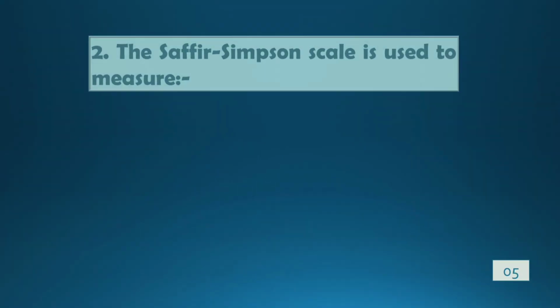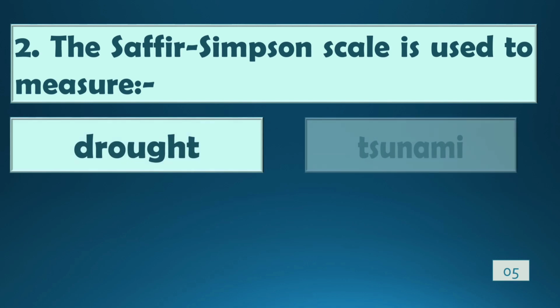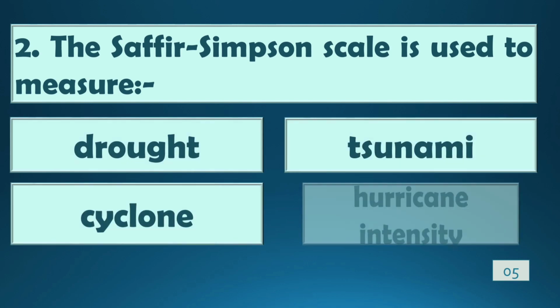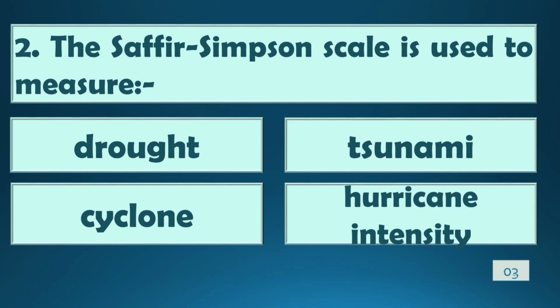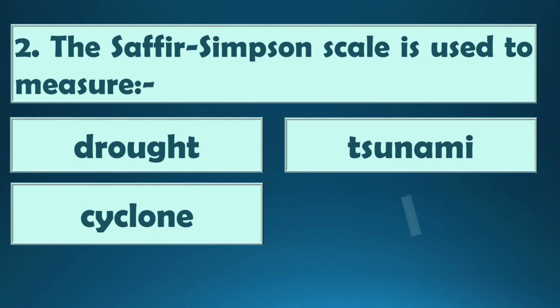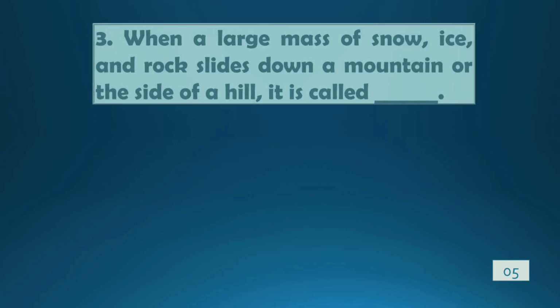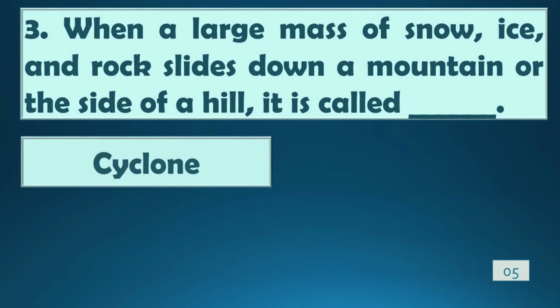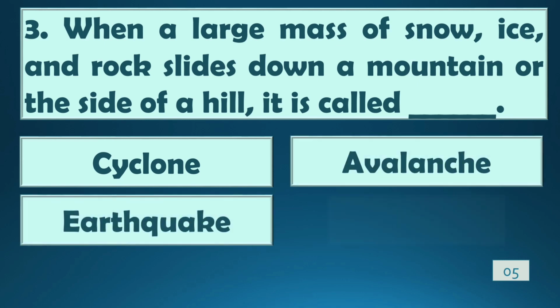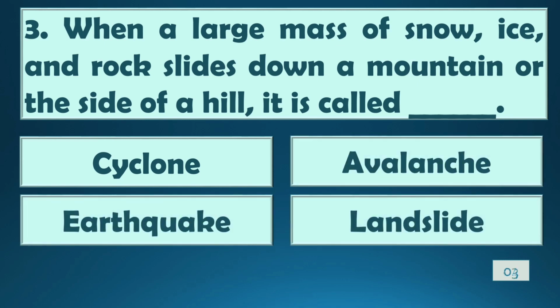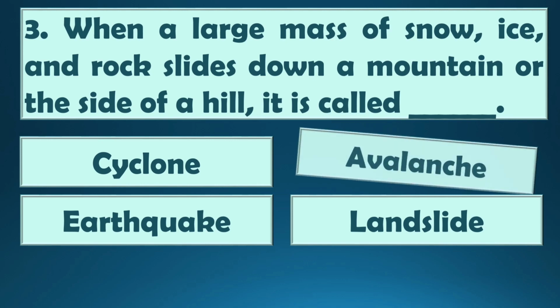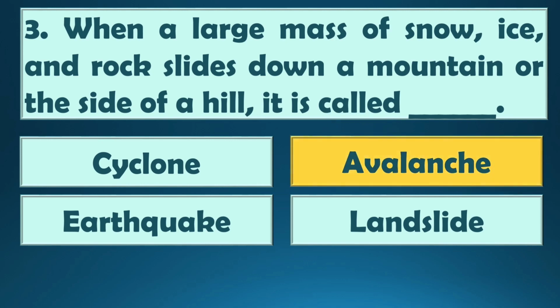The Saffir-Simpson scale is used to measure... The right answer is option D, hurricane intensity. When a large mass of snow, ice and rock slides down a mountain or the side of a hill, it is called... The right answer is option B.